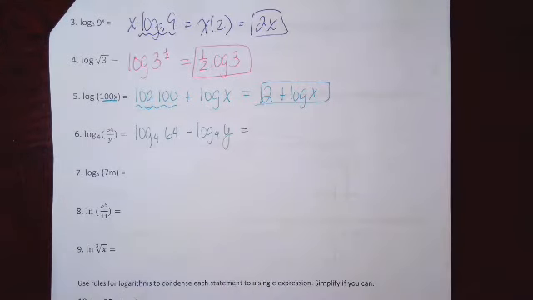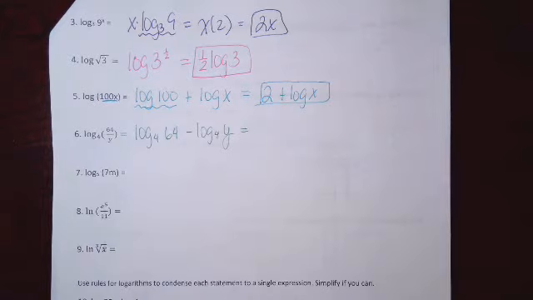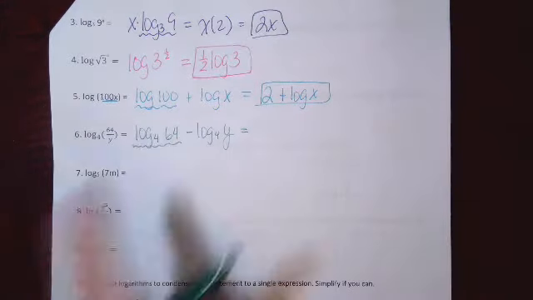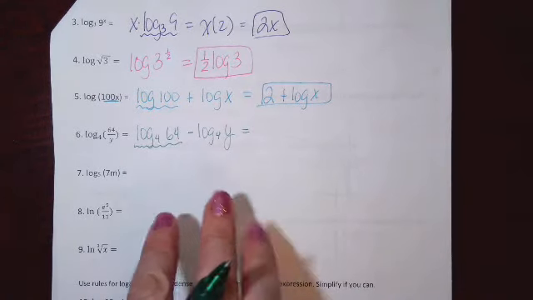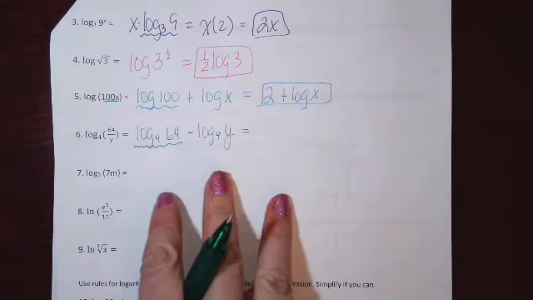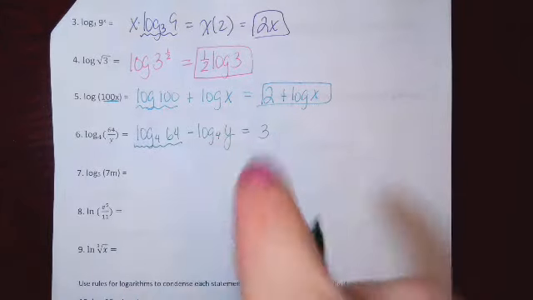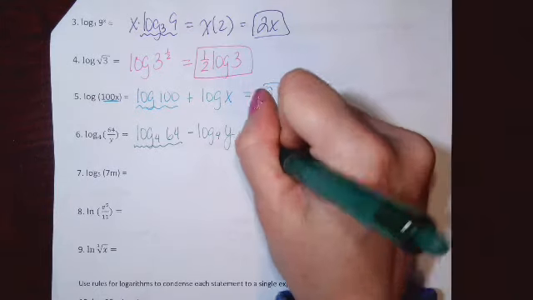We've got 2 separate statements. The denominator, the bottom, is being subtracted from the numerator. This statement can be simplified. What is the exponent of 4 that gives me 64? Well, 4 times 4 is 16 times 4 is 64, so cubed. That statement simplifies to be 3 minus log base 4 of y.